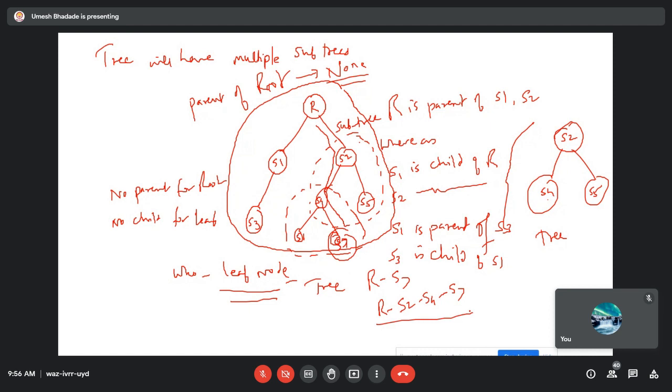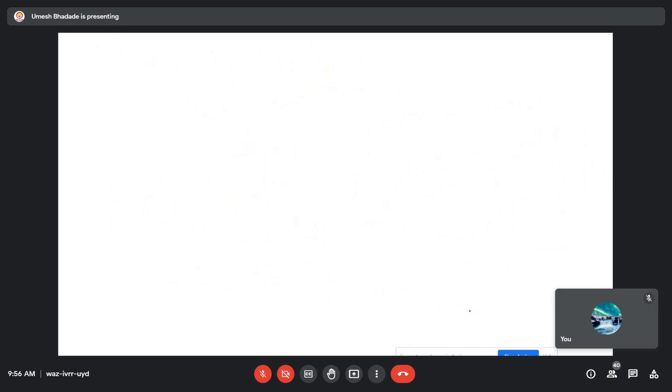Now the next term, which is essential for the concept of trees, is relatives. Suppose this is my tree, and I am giving it the name T. T is having a node, say X. X is having nodes, say B and G. P is having another node, say D. Sorry, C.